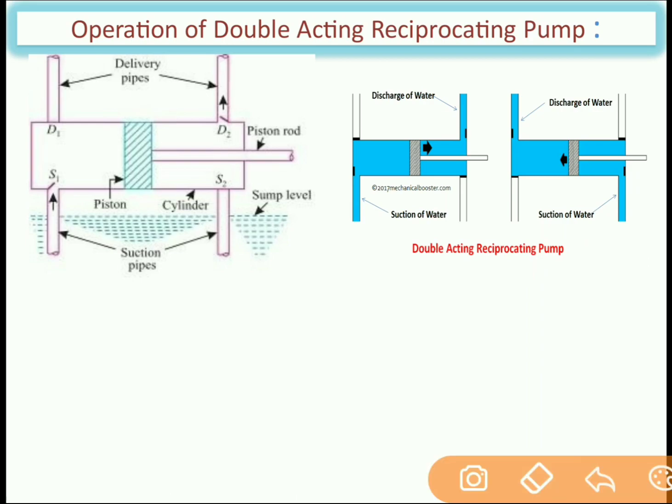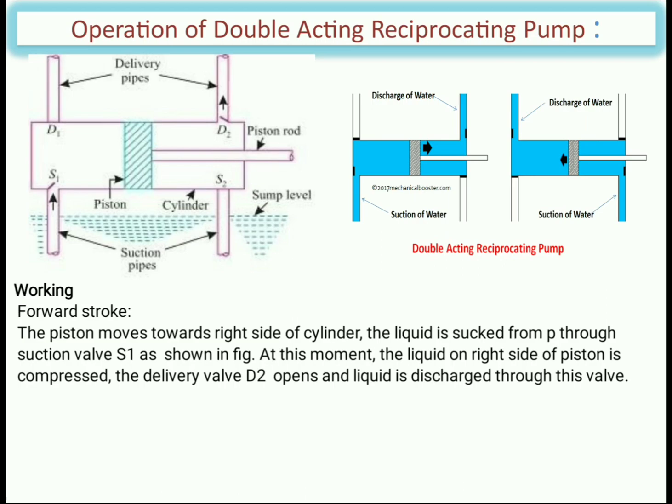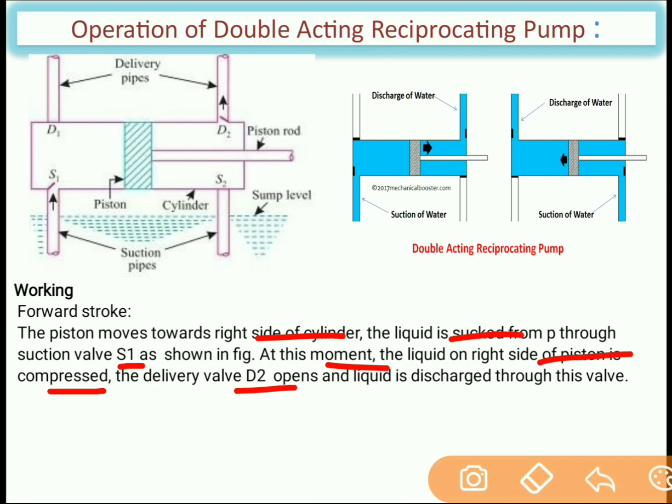So during the first stroke, when the piston moves to the right side, S1 and D2 are open, and when the piston moves towards the left side, S2 and D1 will get open. Now there are total 2 strokes. Forward stroke: the piston will move towards the right side of the cylinder. The liquid is sucked through the pipe through the suction valve S1 as shown in the figure, and at this moment liquid on the right side of the piston gets compressed. So delivery valve D2 will get open and liquid will transfer through the delivery pipe.